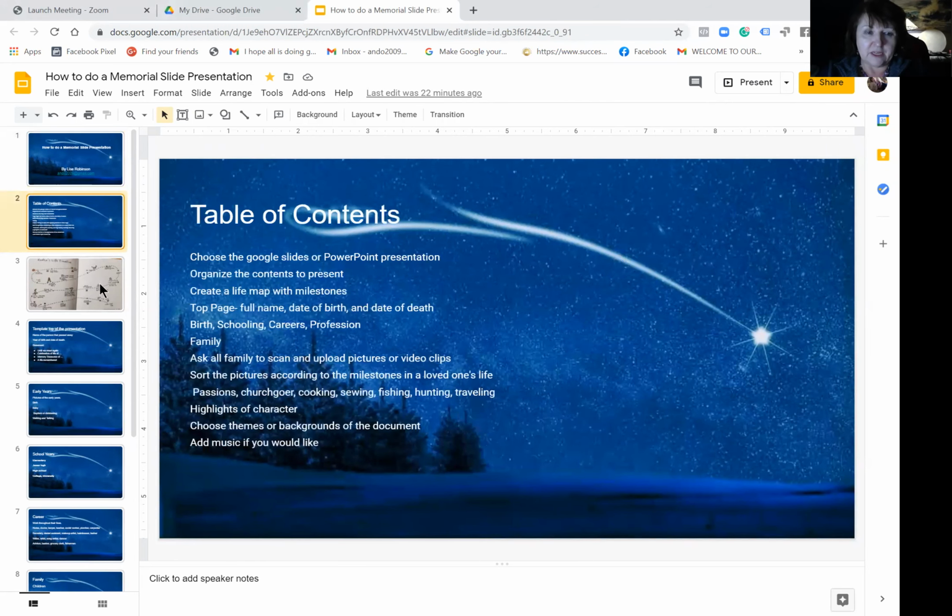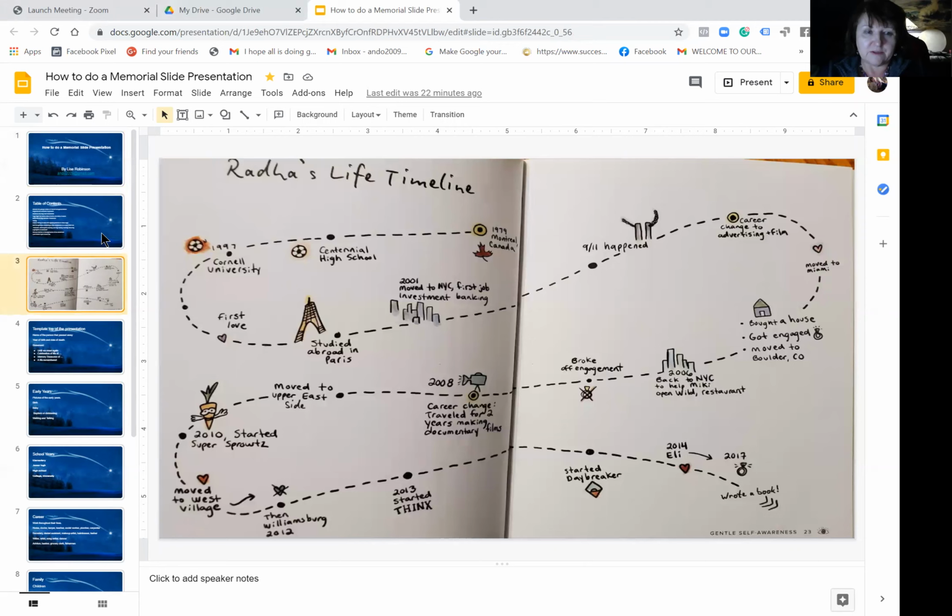So basically, what I did was I created a timeline of when my mother was born, where she went to school. I had all those different years. We actually did this exercise while she was still living. So it really helped me as a table of contents of how to create this, especially for honoring her life.